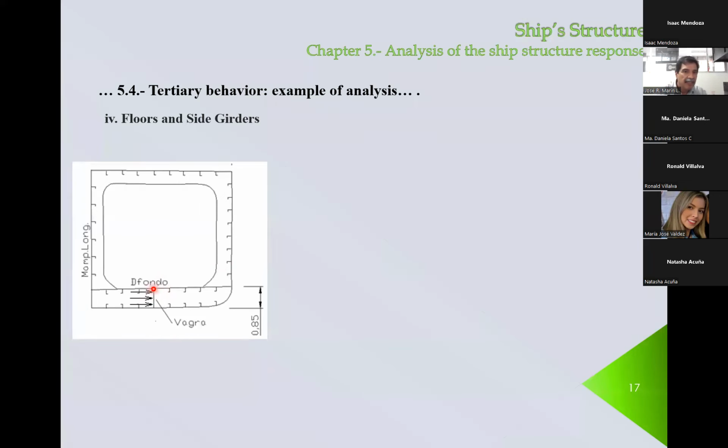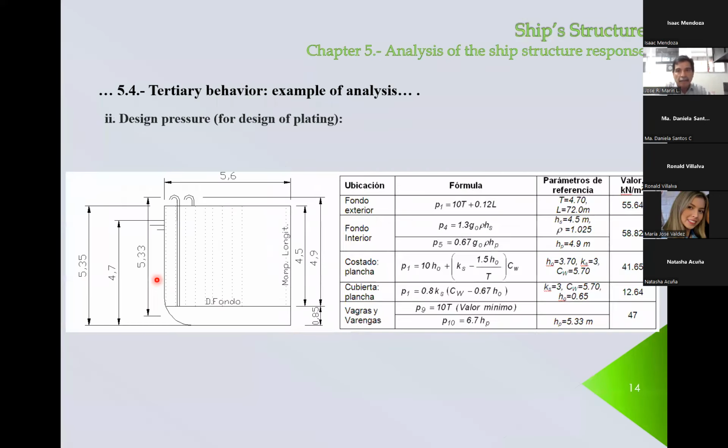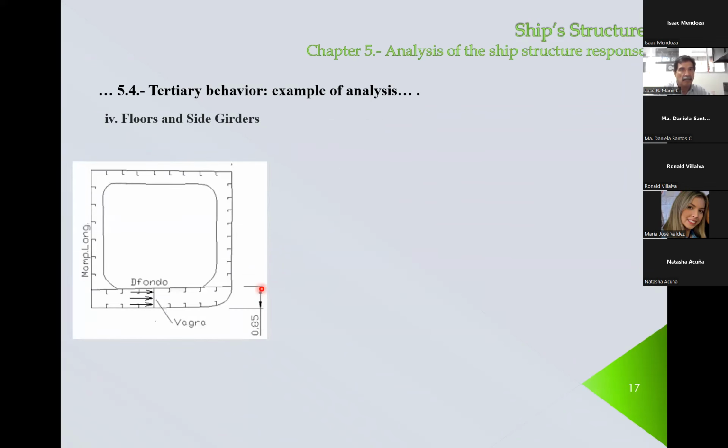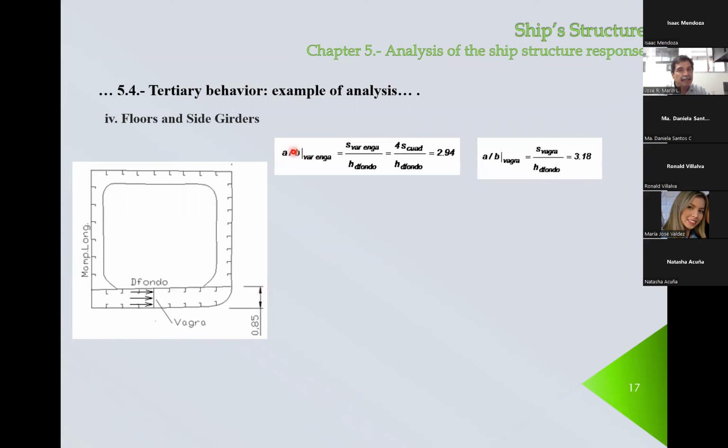So we have to calculate the pressure, and that's why here we calculated the pressure on this element here. So that's why we consider this height 5.33. So this is the pressure that will be acting on the floor, on the side girder. Okay. So this is a plate. So we need the spacing. I'm sorry, the aspect ratio of the plate.